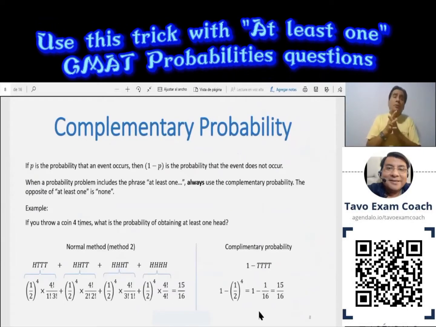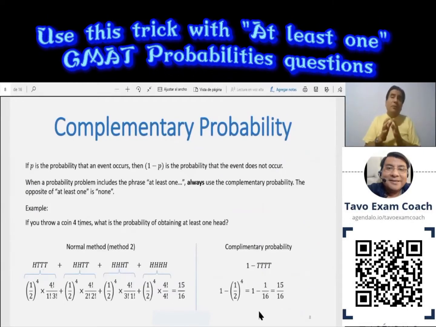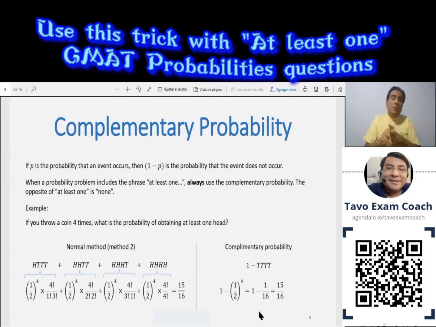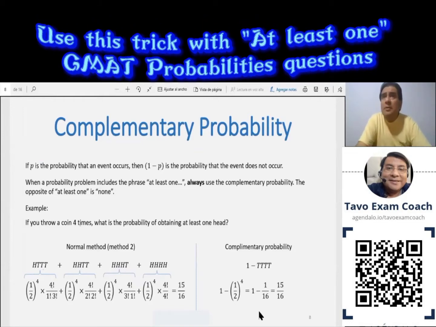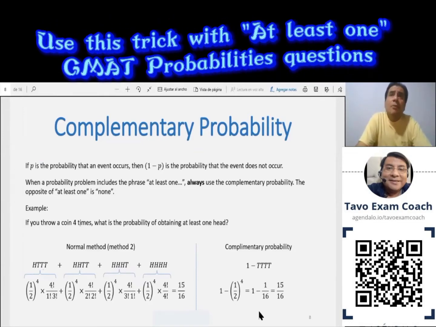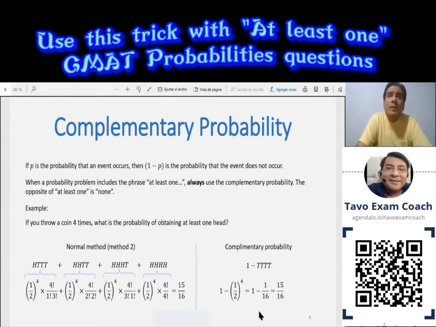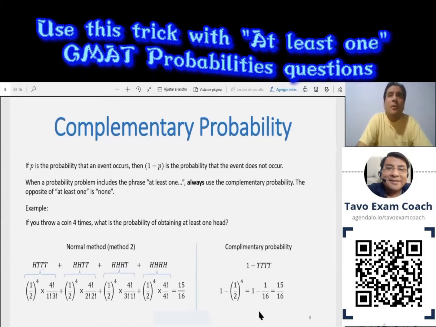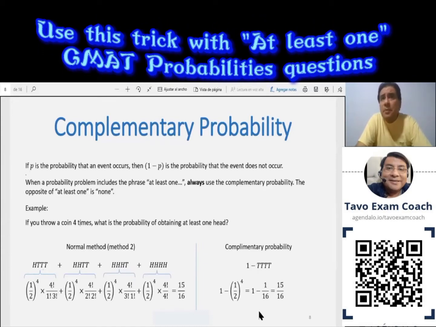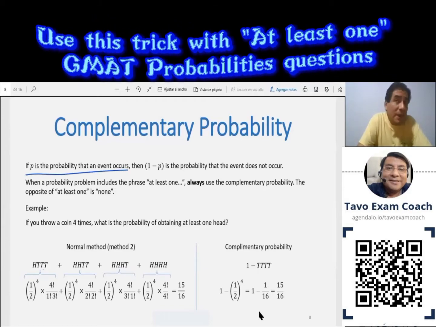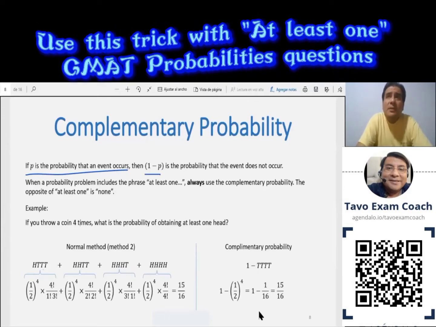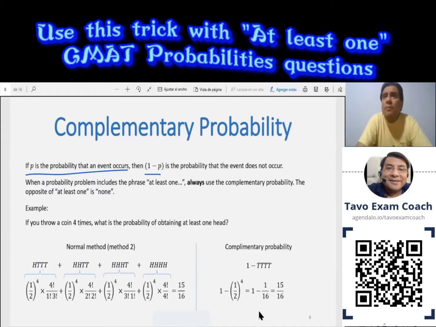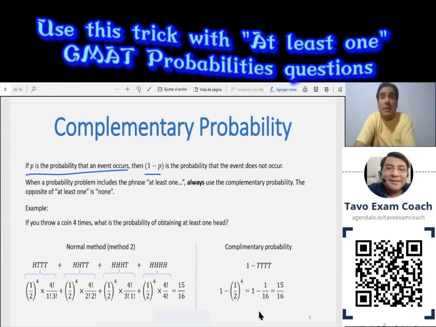Sometimes using method 2 could still be long in a very specific type of problem. But before getting to that, we're going to review the meaning of complementary probability. Basically, the complementary probability is the probability of an event not happening in an expected way. For example, if P is the probability that an event occurs in a certain manner, 1 minus P is the probability that the event doesn't occur that way. That is what we call the complement or the complementary probability.